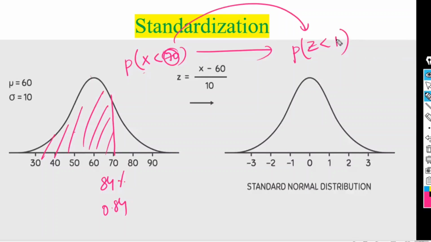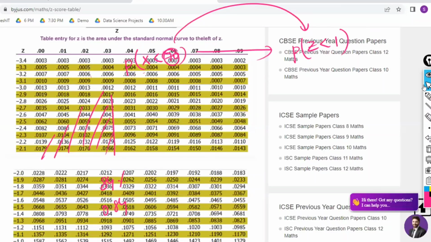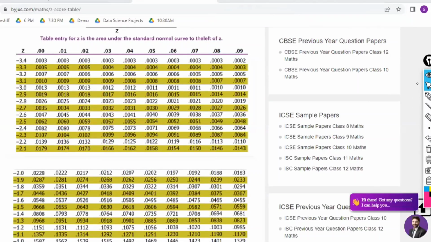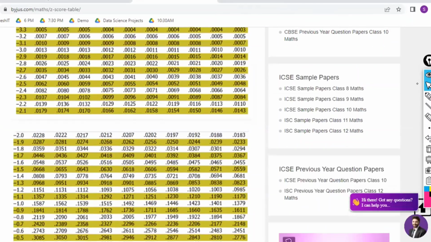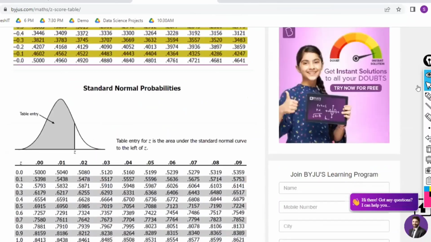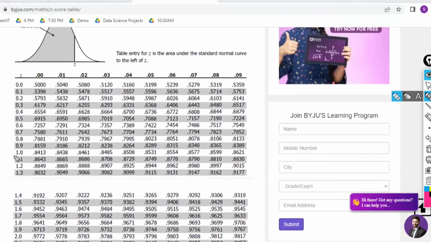Now, whatever number is here, go and check it in the z table. Positive number means positive table, negative number means negative table. The number is 1, so 1 with respect to 1.0, the answer is 0.8413. You can get it directly like this.